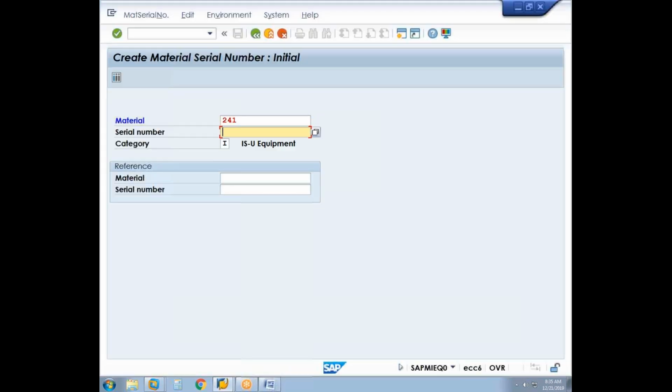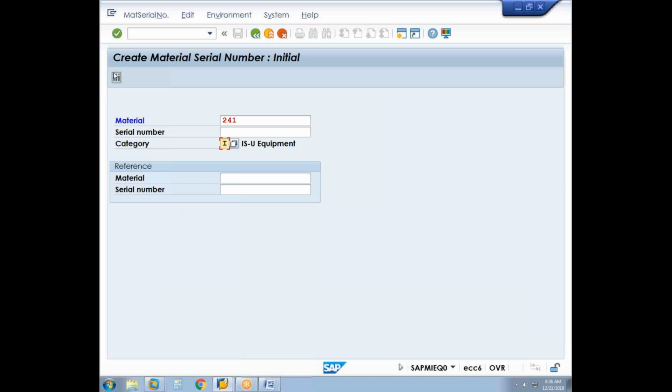By default, equipment category is I. In the serialization profile also you have put category as I. That means when the serialization happens, the serial number will come from the number range assigned to the equipment category, because we said it is synchronized. Synchronized in the sense the system will not give any serial number. It will rather take the equipment number as the serial number. Both are the same.